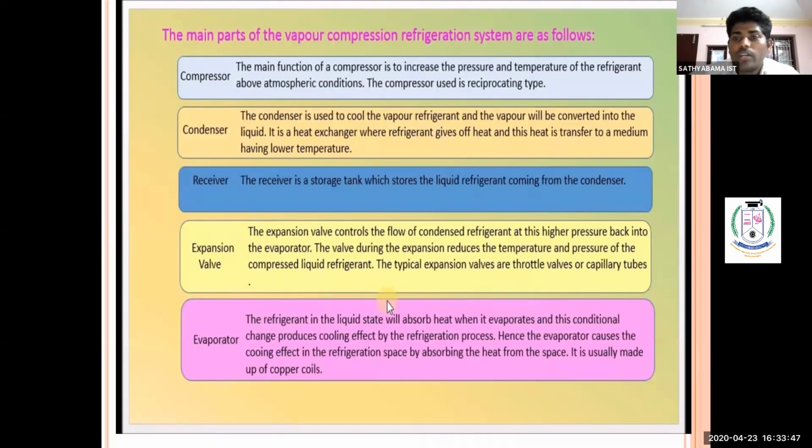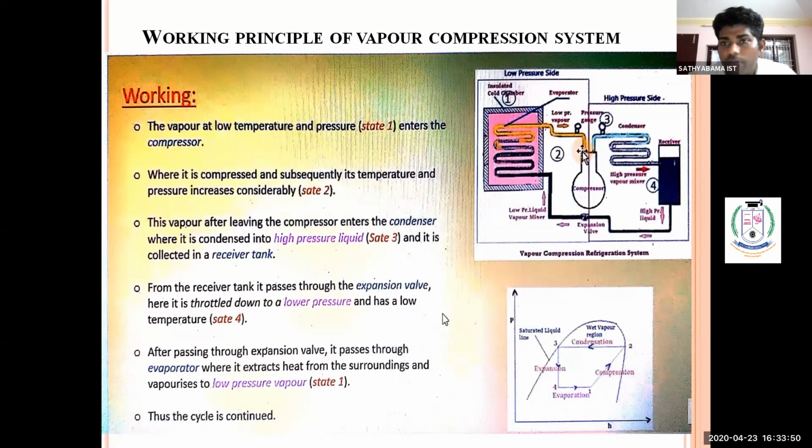Now I'm going to explain the working principle of the vapor compression system. This is an important 16 mark question. I'm moving the cursor. This is the evaporator. Low temperature and low pressure vapor enters the compressor. This is the compressor, stage 1 to 2. Low pressure and low temperature vapor enters the compressor, where it is compressed and subsequently its temperature and pressure increase.